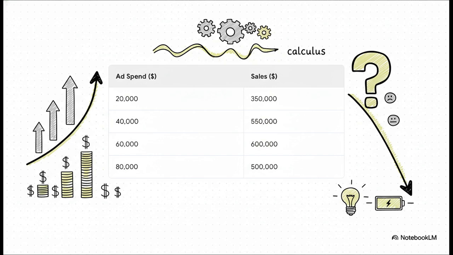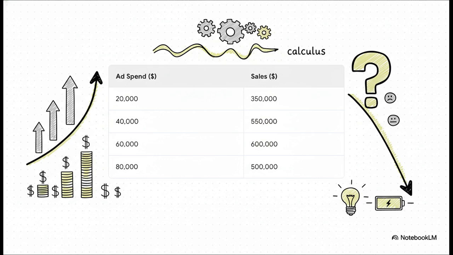Notice that as we bump our ad spend from $20,000 to $40,000 to $60,000, our sales go up. That makes sense. But look closely at what happens next. When we jump from $60,000 to $80,000, our sales actually go down. This is a textbook, real-world example of the law of diminishing returns. After a certain point, maybe the market is saturated, or maybe people are just tired of seeing our ad. More spending actually starts to hurt us. So the data tells us our sweet spot, our peak, is somewhere between $60K and $80K.